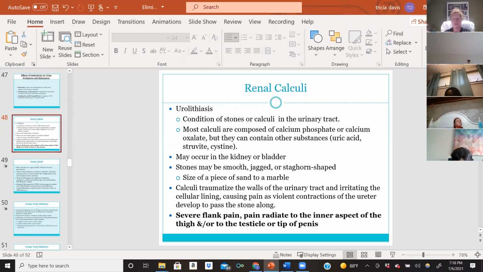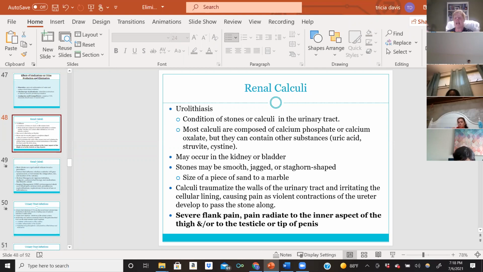Calculi, as they're moving through, they traumatize the walls of the urinary tract and they irritate that cellular lining. They cause pain, and contractions of the ureter develop as they are trying to pass the stone along. So when they're going through the urinary tract, that's where you're getting those violent contractions trying to get that stone to pass, and that's where all that pain is.